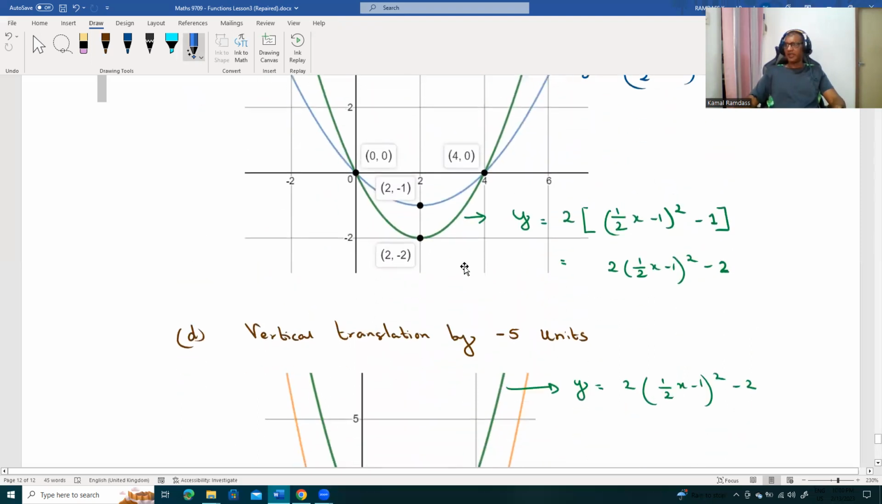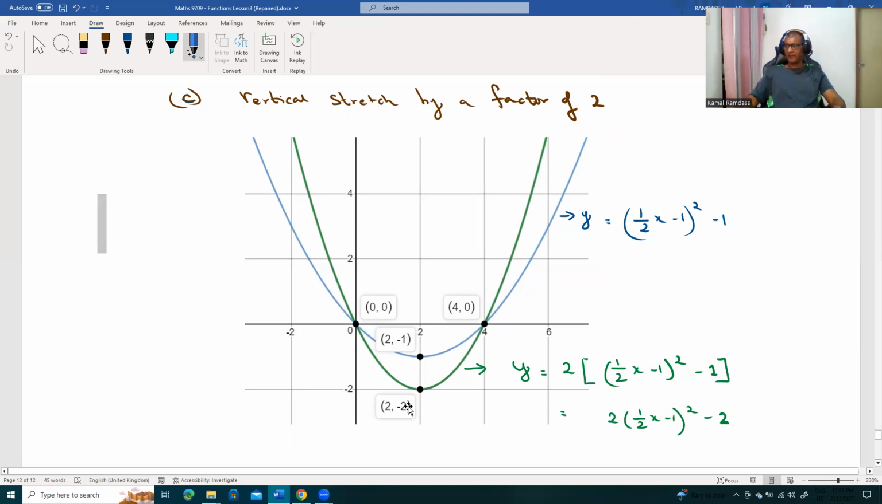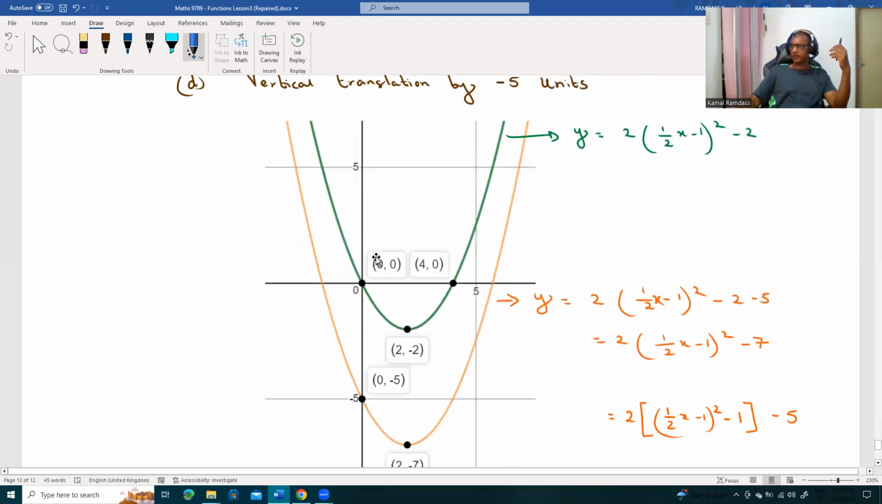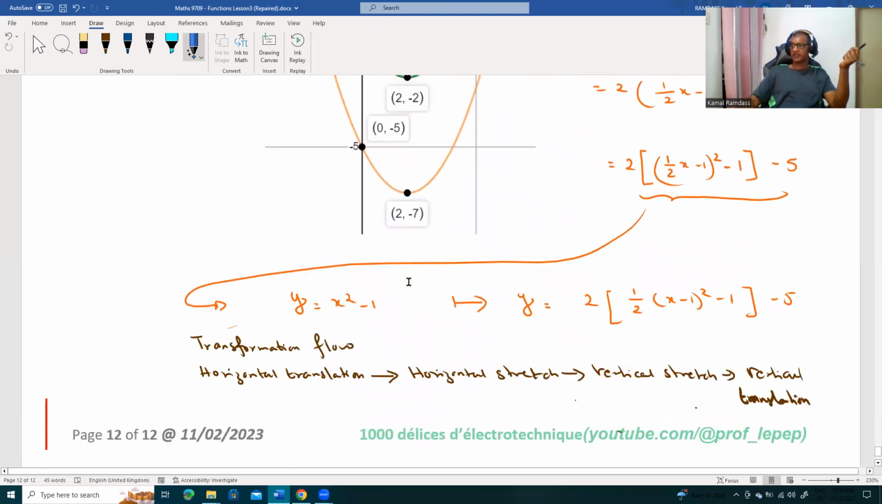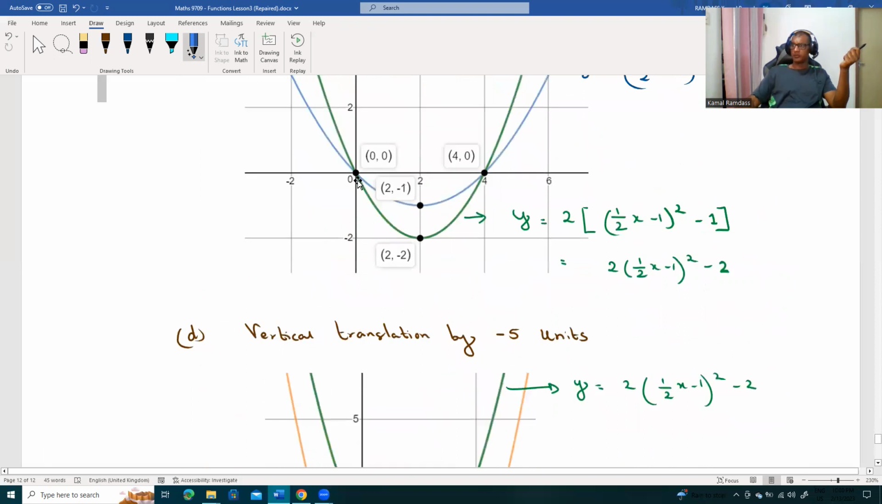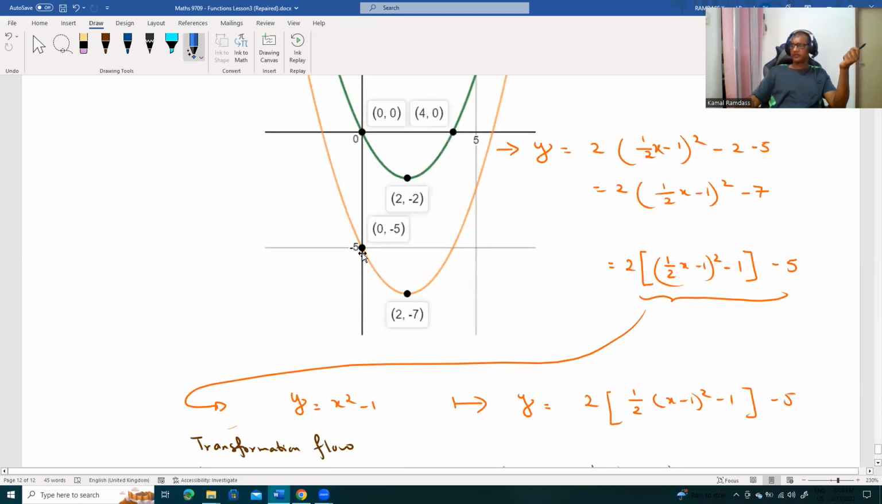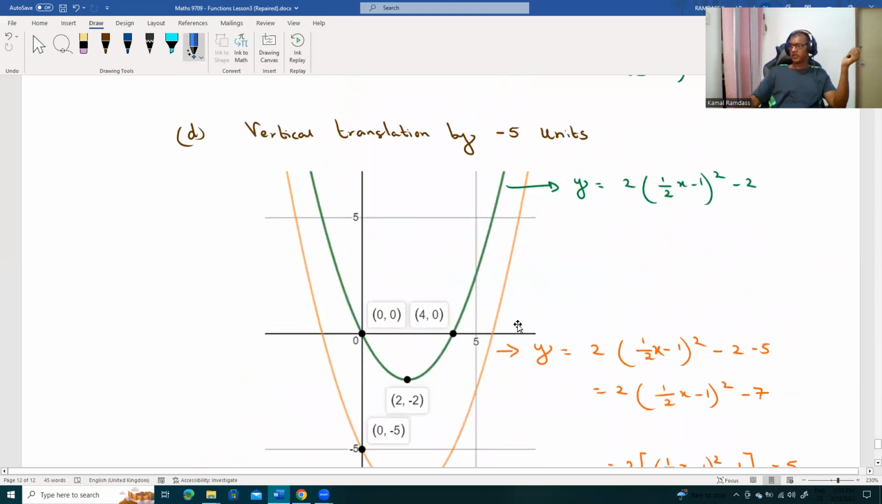Ça veut dire, mon gain, ça V là. Minus 5 units, moi descends, moins 5. Mon en V, ici 2 minus 2, vous avez 2 minus 7, 2 minus 7, et 0, vous avez moins 5. 0, vous avez moins 5. Et puis, il est comme ça.